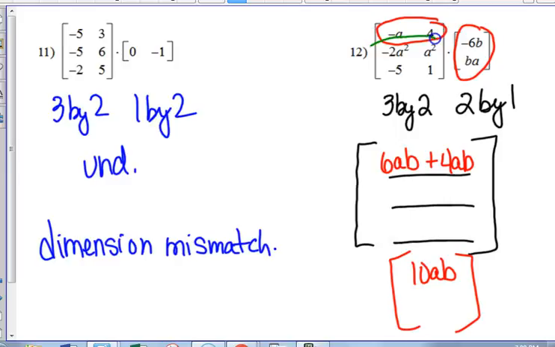Okay. Then we do row 2 times column 1 over here. Negative times a negative again gives us positive 12 what? A squared b, plus a squared times ba would be a cubed b, yep, or a to the third b. That doesn't simplify, right? So 12a squared b plus a cubed b. I'm going to squish it in there.